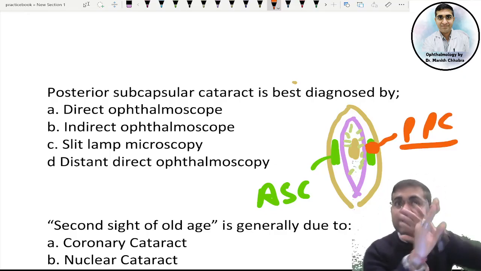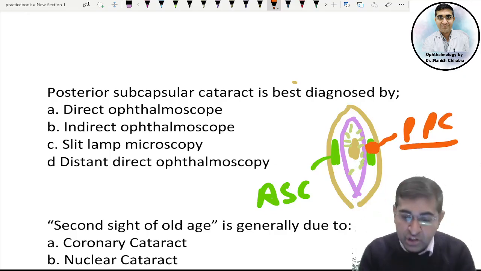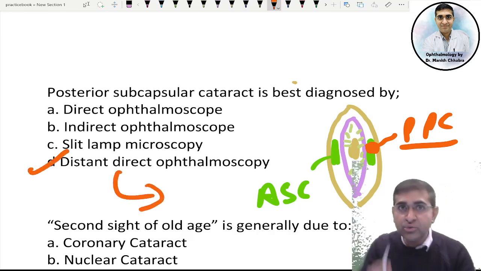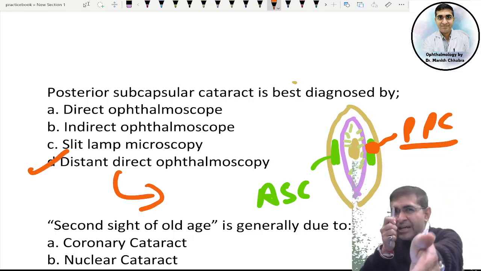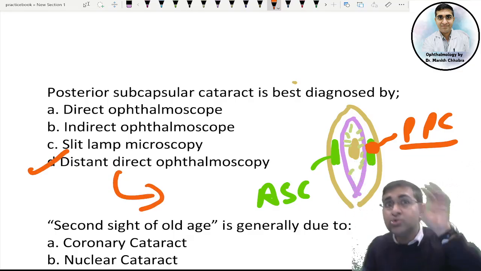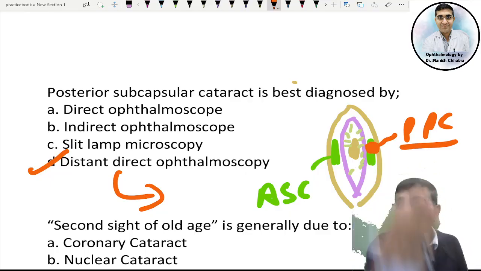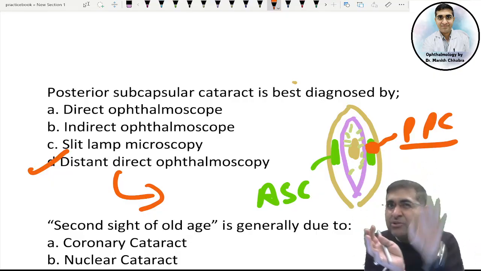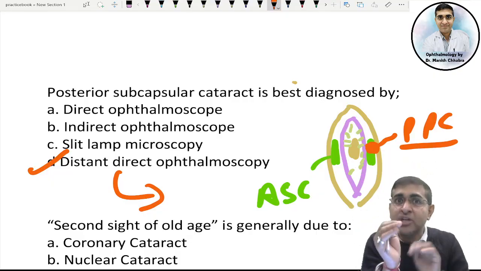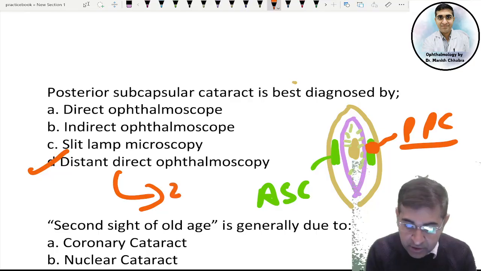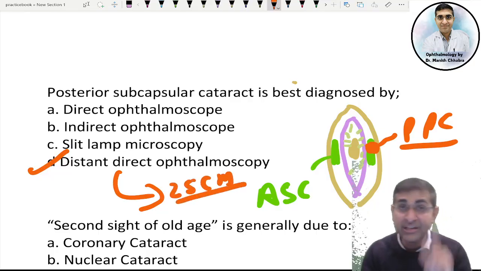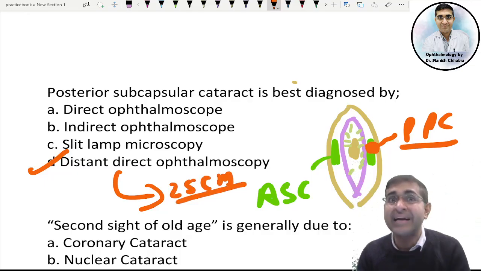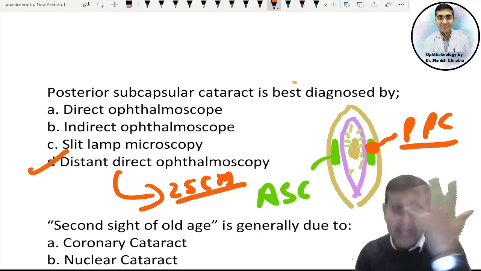But PSC is between the posterior surface of the lens and posterior capsule, and it is best diagnosed by distant direct ophthalmoscopy. So you take direct ophthalmoscope, you stand at a distance of approximately 25 centimeters, you throw a light and the light is going to strike the retina, and when it is reflected back from the retina, the opacity which is present between the posterior part of the lens and the posterior capsule, it stands out. So it is done from a distance of 25 centimeters, and it is the best technique to diagnose posterior subcapsular cataract. Otherwise you usually use slit lamp examination.